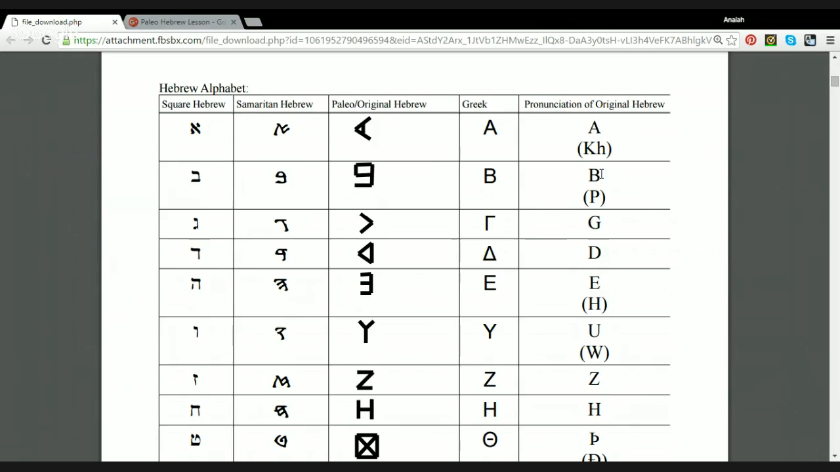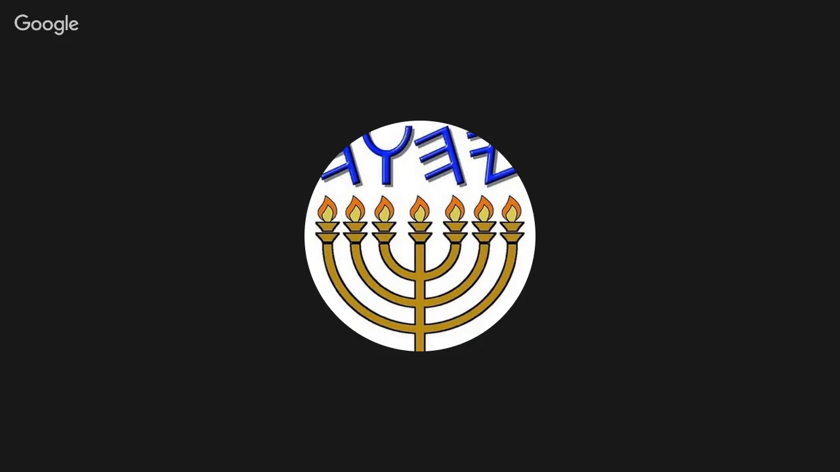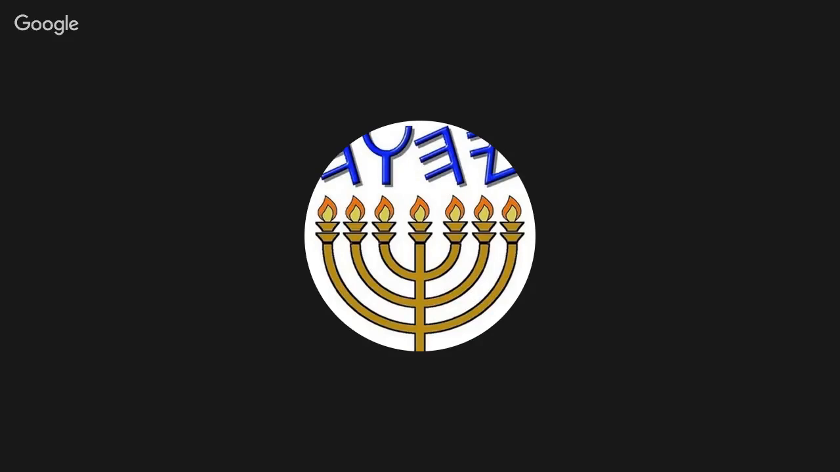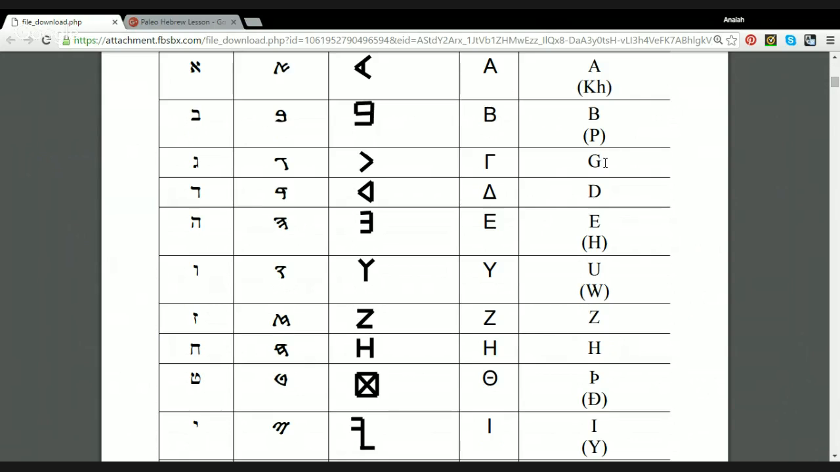Right. And what about bet? Yeah, and also for the bet, I've always understood that one to be a B, and you also have it as a P. So I would also like to know where you got the P from, because I always thought it was the letter pay that made the P sound in the Hebrew. In the normal Hebrew people teach, it's the pay, right? Yeah. Now you're fine with this one. You don't have any issues with this one.